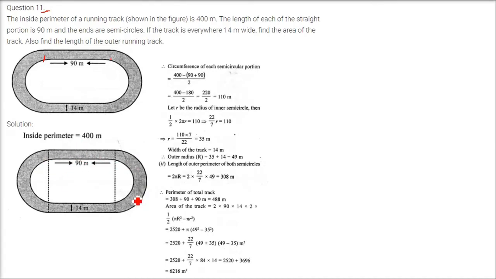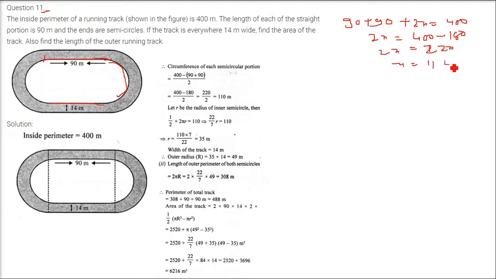Circumference of semicircular portion, this one. See, this is 90, this is 90. So we have 90 plus 90. We don't know this one, so let us assume it to be x. Let us assume that this is x, this is x, so 2x. This is equal to the given 400. So 2x is 400 minus 180. This is going to be 220 is 2x. So x is 110. So we have the circumference of this half portion as 110.